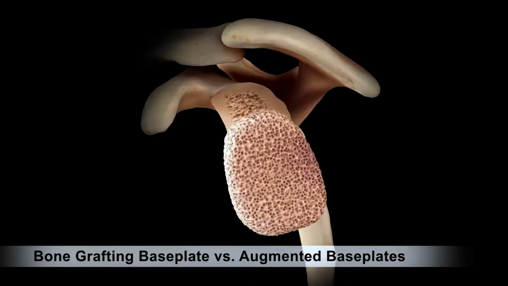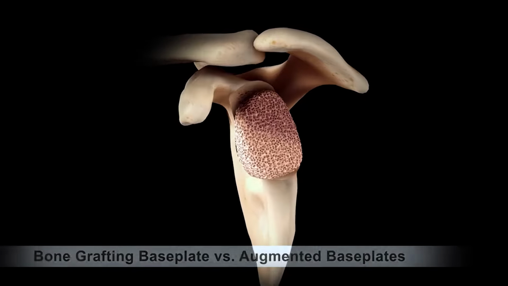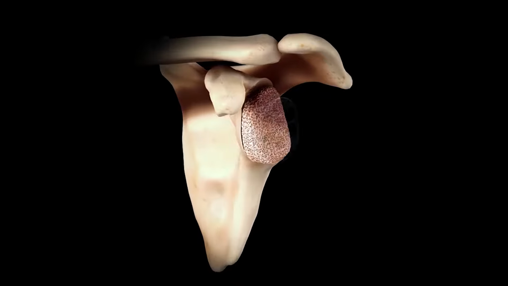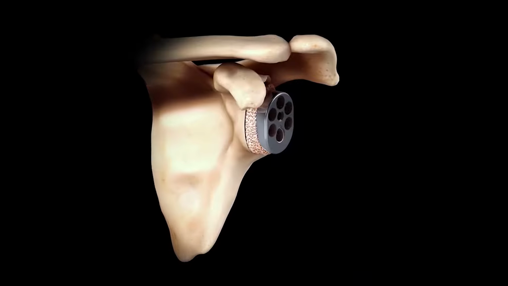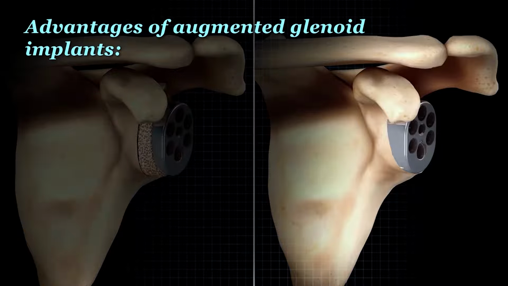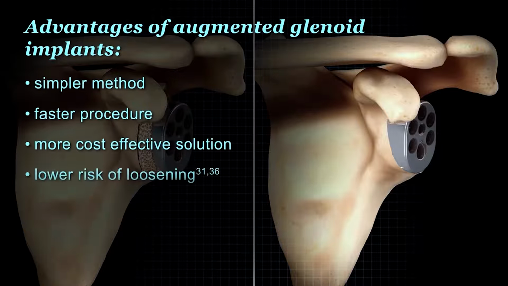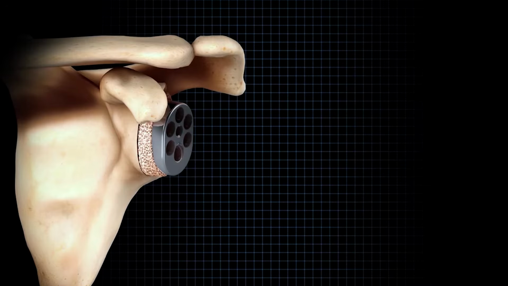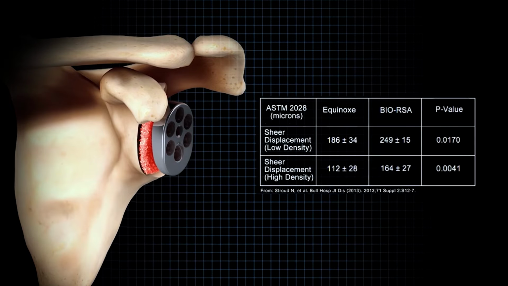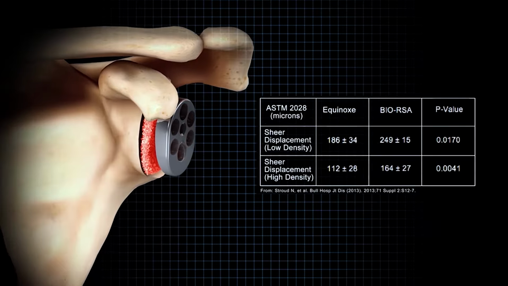The joint line can be lateralized without eccentric reaming by using bone graft behind the base plate or augmented glenoid implants. Augmented glenoids offer a simpler, faster, and more cost-effective method to lateralize the joint line since they don't require harvest of autograft or purchase of allograft, both of which must then be sculpted to fit the deformity. Furthermore, base plates with bone graft have a greater risk of loosening since they have poorer initial fixation and are also susceptible to graft resorption.